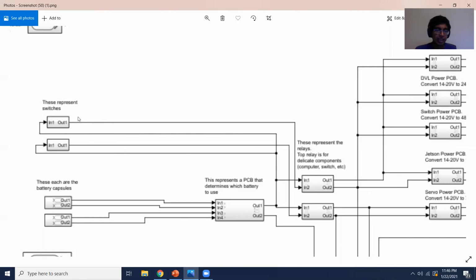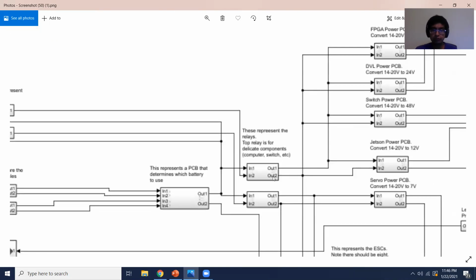To actually activate the relay, we have physical switches. Whenever they're powered on, i.e. there's a connection from positive to negative, it allows the voltage from the battery to continue to go through into our main system. When it's off, nothing happens. The reason we have two relays is that one of them is for the delicate components in our system, like the computer, the switch, the DVL, which I'll get into later. Basically, these are the low current, low power components, whereas the other relay is for the more high current, high power components, like thrusters and servos.